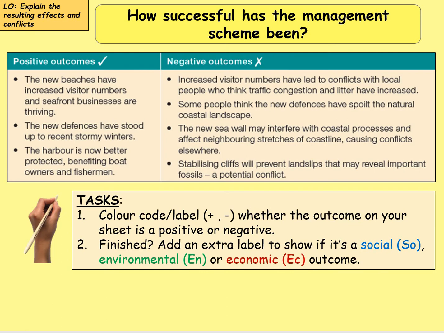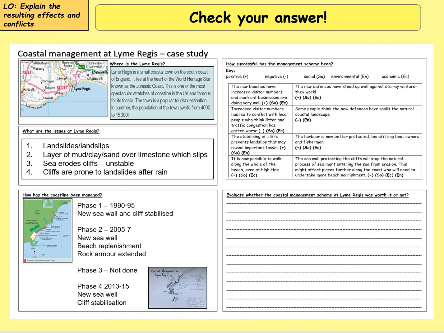Right, so there are lots of different positive and negative outcomes you'll find on your worksheet. I would like you to label whether they are positive or negative, and to make it a little bit more challenging, I'd like you to subcategorise it into our social, environmental and economic as to whether they were positive or negative in those areas. So hopefully you have completed that and you can check your answers.